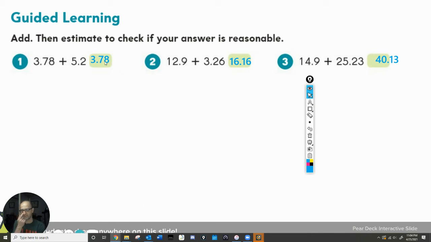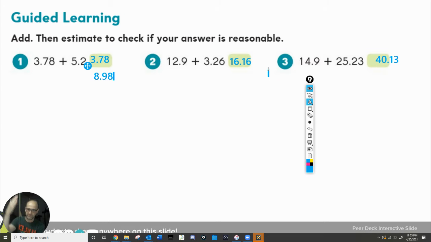All right, friends, did you get 3 7/800? I hope not. That can't possibly be right, because that's what we started with. Let's change that to 8 9/800, which if you add roughly 4 plus 5, that's close to 9. That works. Next one here, you get 16 1/600. If you do 13 plus 3, that works. And then 40 1/300. If you do 15 plus 25, you're about 40, so that works. So just as a simple way to check your work, that's why you're doing the estimation.